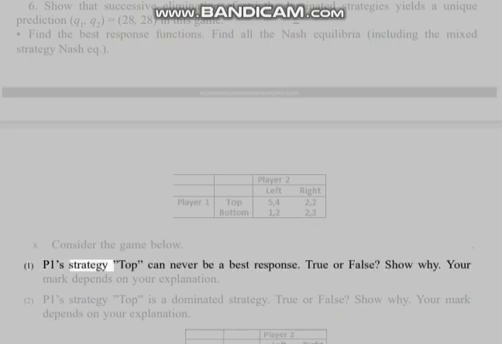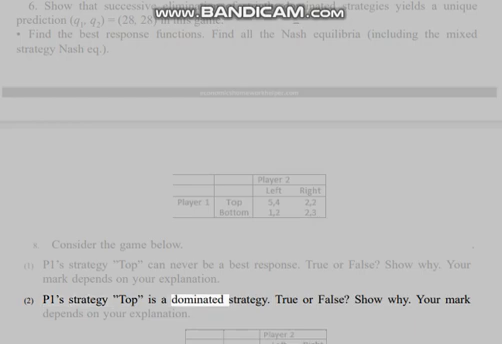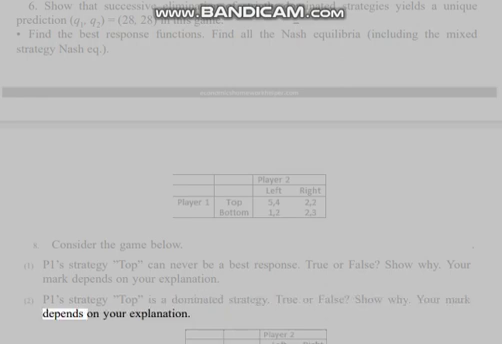1. P1 strategy top can never be a best response. True or false? Show why. Your mark depends on your explanation. 2. P1 strategy top is a dominated strategy. True or false? Show why. Your mark depends on your explanation. 8. Consider the game below.